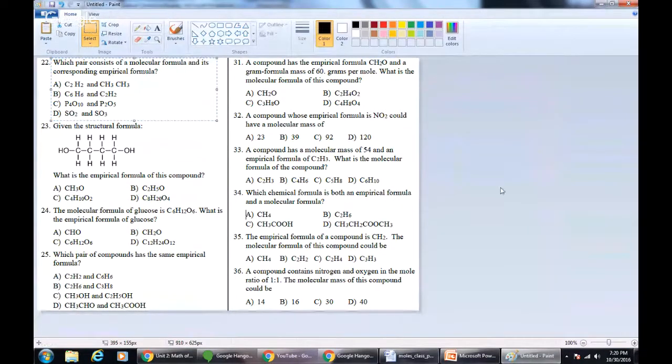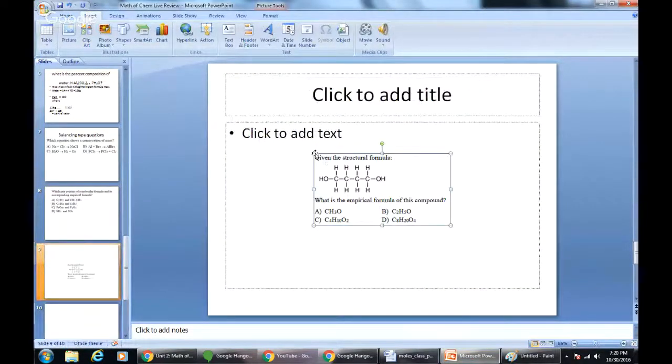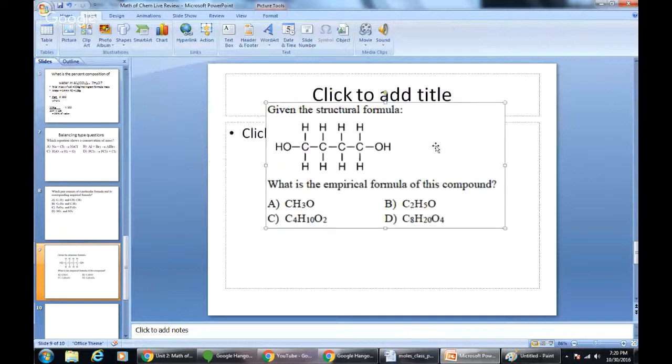Let's see if there's another question that we'd like to do. This is a structural formula. We didn't talk about this much in class, but I did in the video. A structural formula shows you how the atoms are together, or how they're oriented in a compound. To find an empirical formula from here, you would have to count up everything.